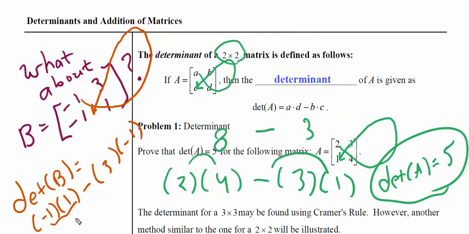Negative 1 and 1 gives me a negative 1. 3 and negative 1 is a negative 3. We bring down the minus. Negative 1 minus negative 3 is negative 1 plus 3. So the determinant of B is going to be 2.